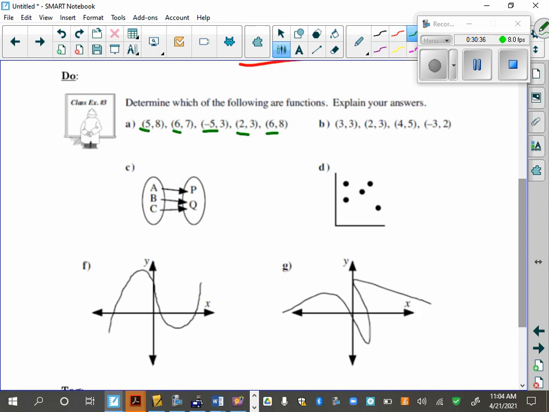Okay. Yes, yes, no, yes, yes, no, yes, yes, no, yes. Do it fast. No. That's actually right. Yes, a function.